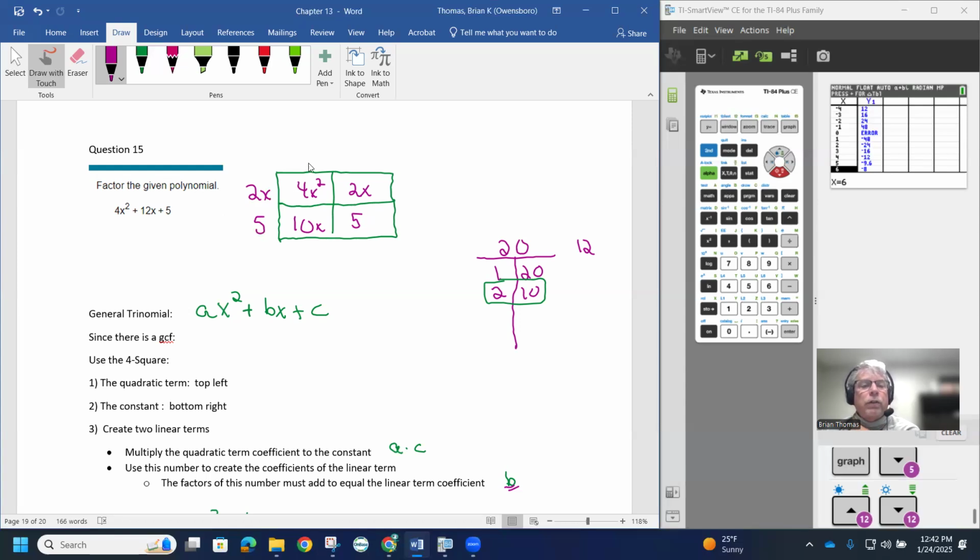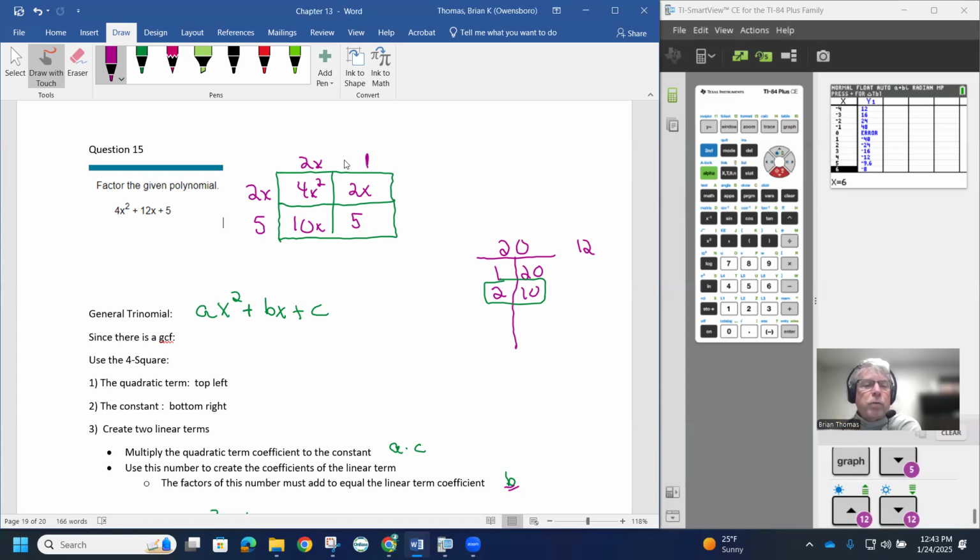Now what I do is come up here to the top and finish out the problem. If I factor the 2x out, what times 2x gave me 4x squared? It looks like I still need a 2 and an x. 2x times 2x does give me 4x squared. And what times 2x gives me 2x? Looks like that's a 1. Now, if we play this out along the bottom row, does 2x times 5 give me this 10x? Yeah. Does 1 times 5 give me 5? Yeah. So we've actually completed the factorization.